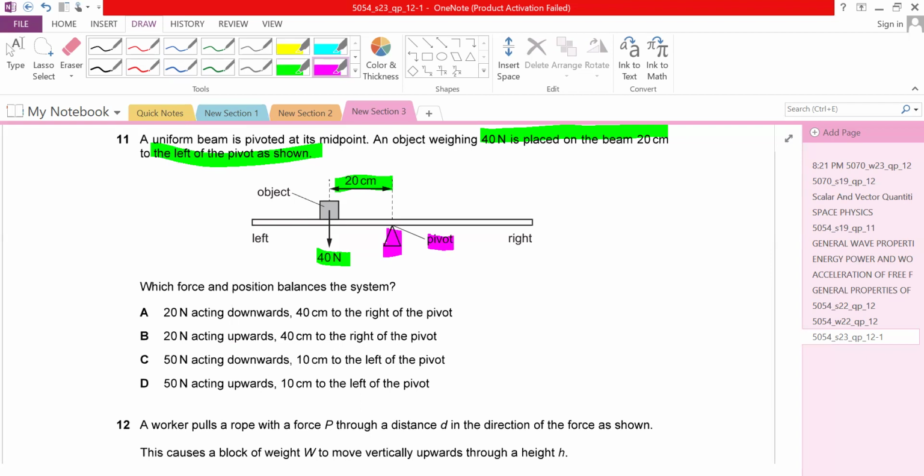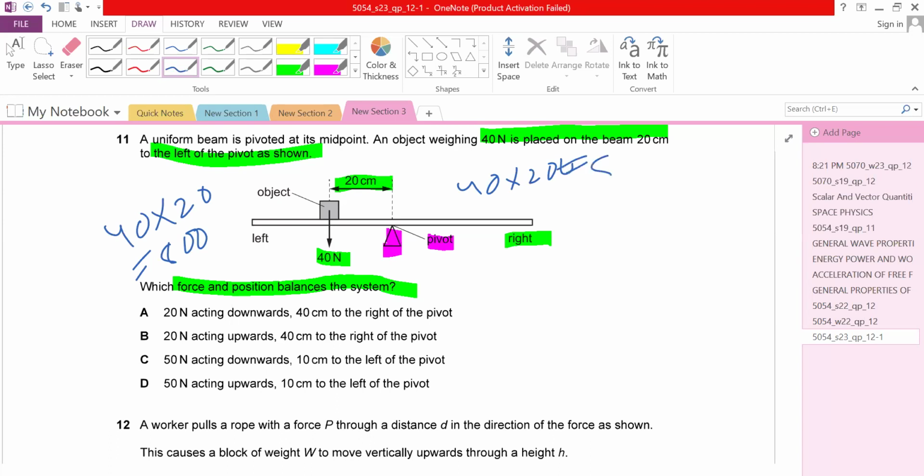Which force and position balances the system? First option is A, 20 Newton acting downwards, 40 centimeter to the right of the pivot. So this is the right side of the pivot. 40 into 20 gives 800. And 20 into 40 will also give 800. So option A is correct: this 20 Newton force at 40 centimeter to the right of the pivot will balance the system.